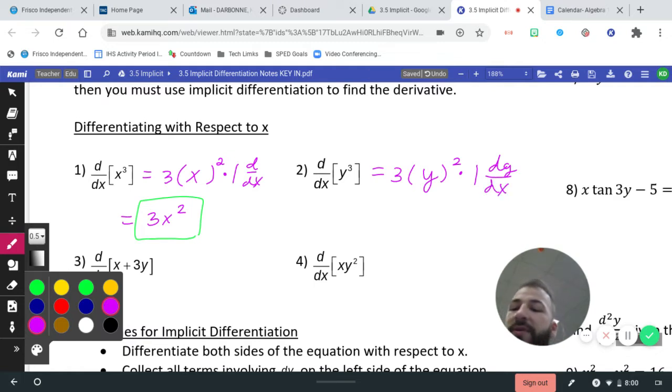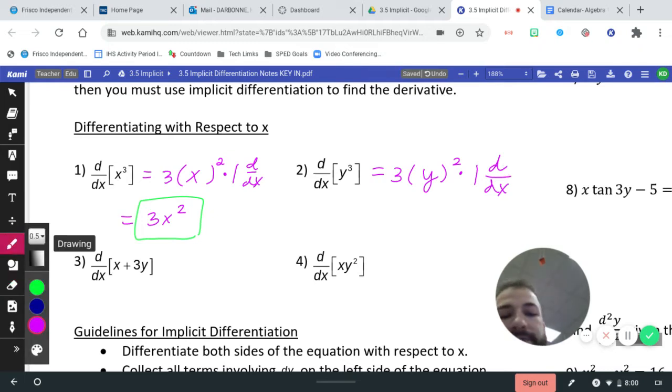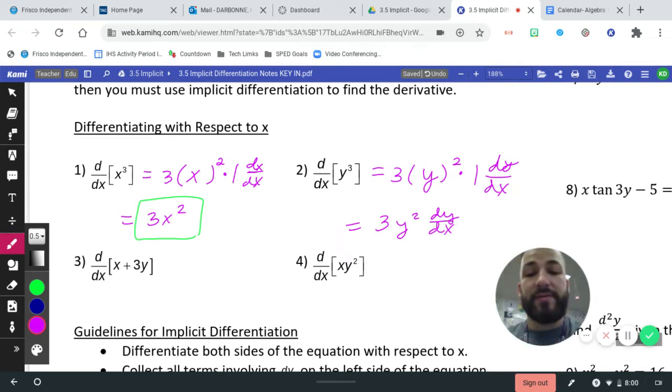Now what's a little bit different about this? Our other one was dx dx, which just became 1. dy over dx does not become 1. dy and dx are two different terms. In fact, what is dy over dx equal to? Well, dy over dx is equal to the derivative. So this would be equal to 3y squared dy over dx.